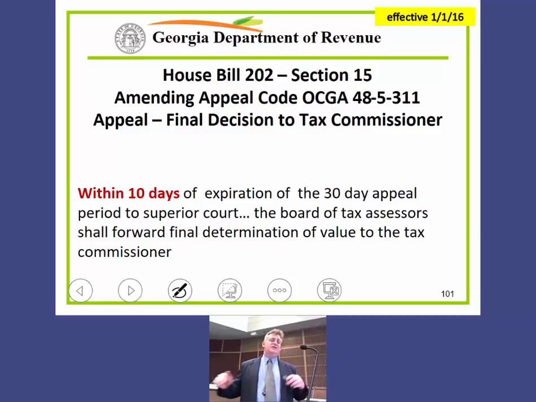When the Board of Tax Assessors settles an appeal, well, let me back up. When the Board of Tax Assessors settles an appeal, they have 10 days to send the final value to the tax commissioner for billing. If the Board of Equalization renders a decision on the appeal, the taxpayer has 30 days to appeal to Superior Court. If at the end of 30 days there's no appeal to Superior Court, then the 10 days begins to run from that 30th day.